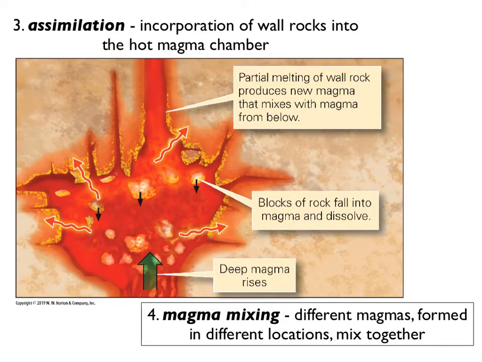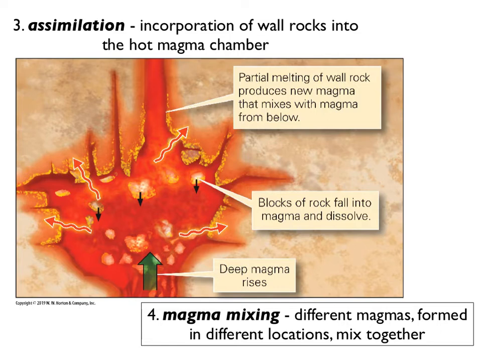Okay, assimilation. Assimilation refers to the incorporation of wall rocks into the hot magma chamber. Okay, so wall rocks are simply the rocks that are surrounding or the rocks into which the magma is injected. And what happens is that sometimes little bits or blobs of the wall rock might break off and fall into the magma itself, where they are melted and chemically incorporated into the magma. Okay, so that is going to affect the chemistry or the composition of the magma itself.